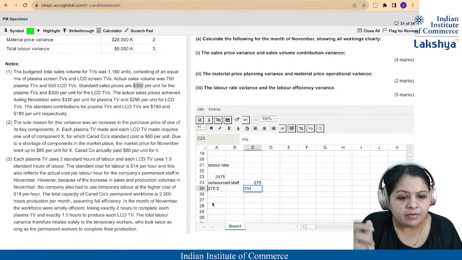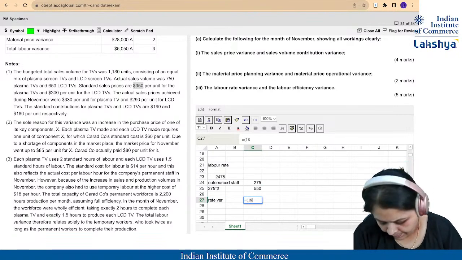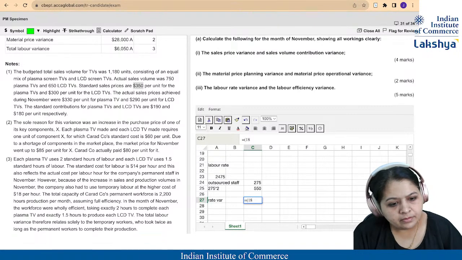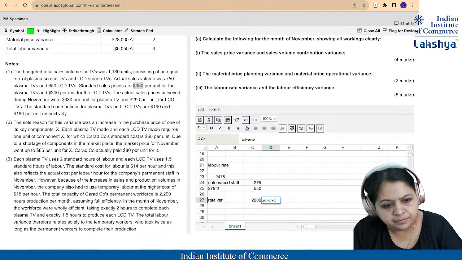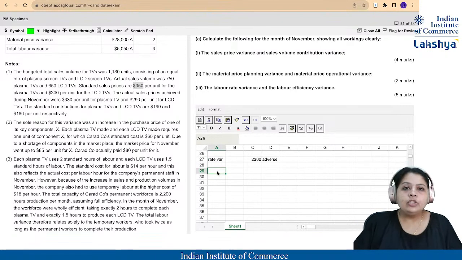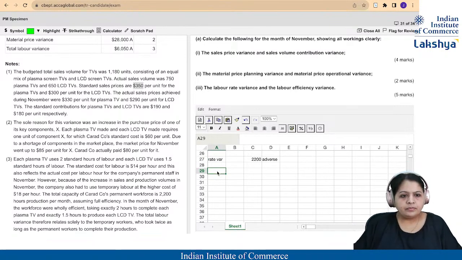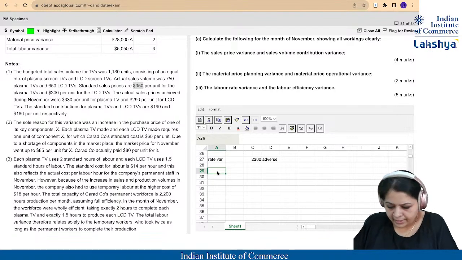Now, if we want to find the rate variance, this is equal to $18 is what they are paying, right? Which is $4 extra than what they would have paid, and for hours which are also extra. So that is going to be 2,200 adverse, right? So that is about the rate. They have overpaid $2,200.